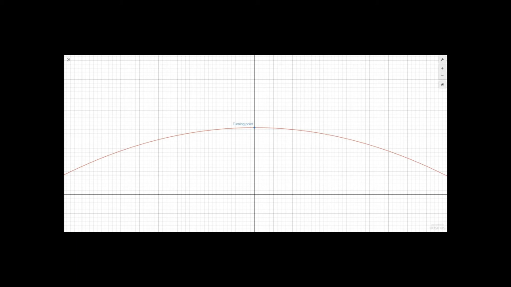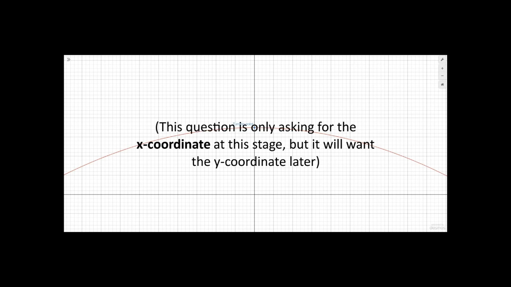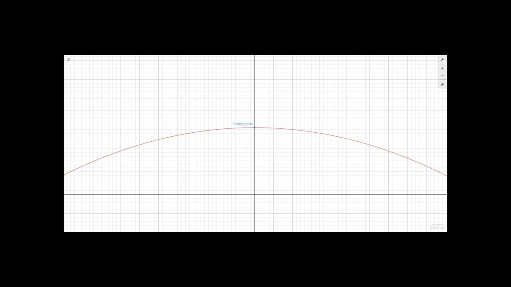Now, let's see a trick that we can use to actually find the coordinates of the turning point, because remember, this is what the question wants. It wants us to find the value of x at which the turning points occur. So notice that if we draw a line running through the turning point, it's perfectly flat. This means that the line has a gradient of 0. It's totally flat, so the gradient is 0.